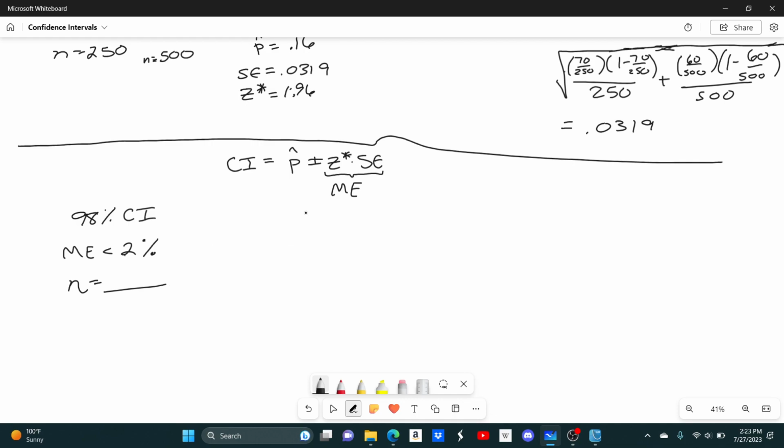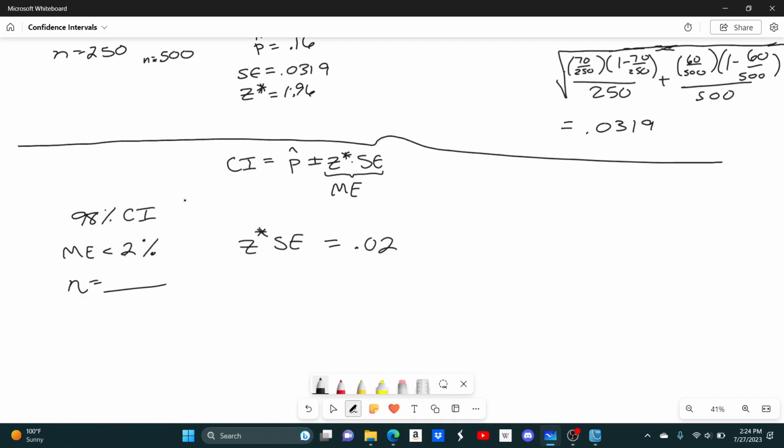So we can set this up relatively easily. This is the formula for our margin of error: Z star times our standard error. And we want this to be less than 2%, so less than 0.02. I'll usually just set it equal to 0.02 and then realize that I'll have to round it up, because more people would result in a smaller margin of error. Hopefully that just makes intuitive sense.